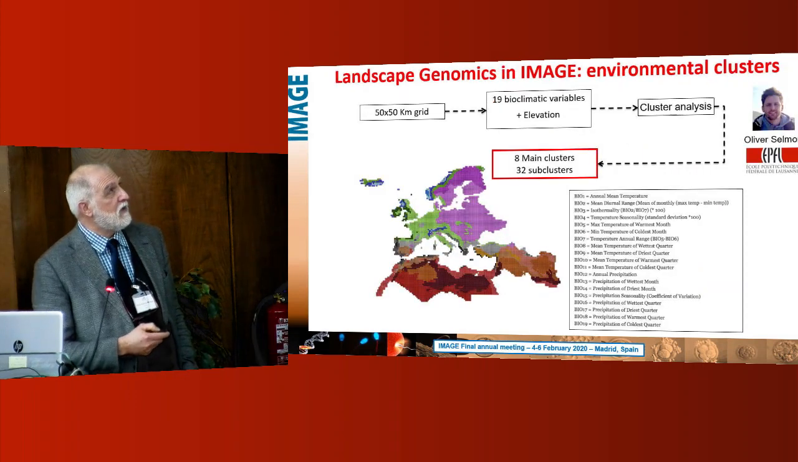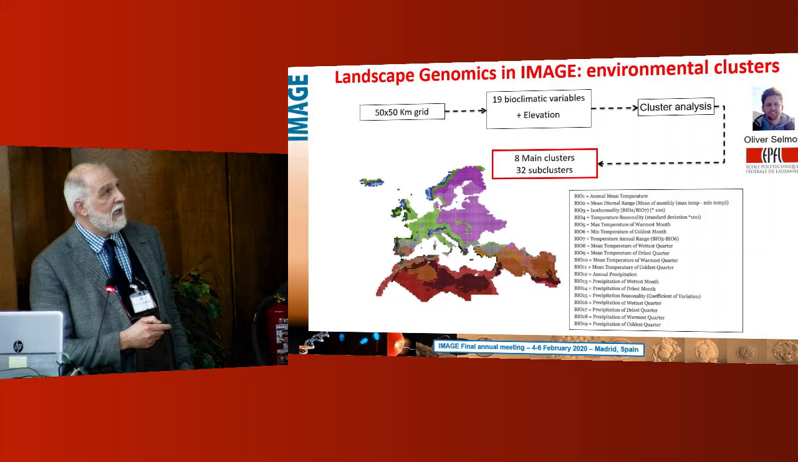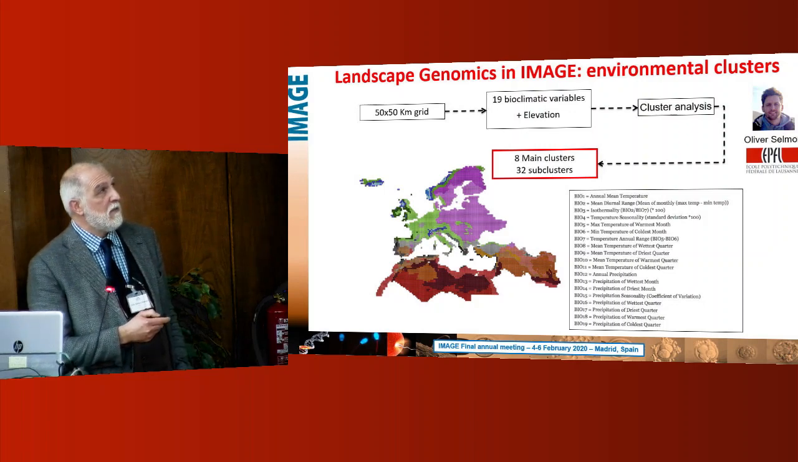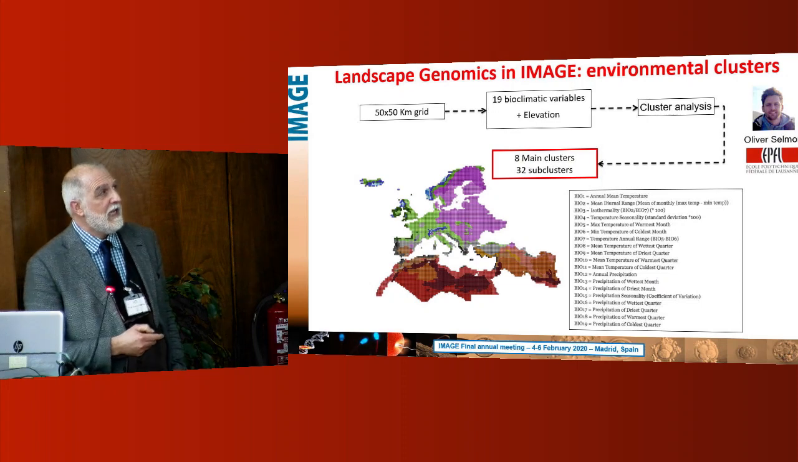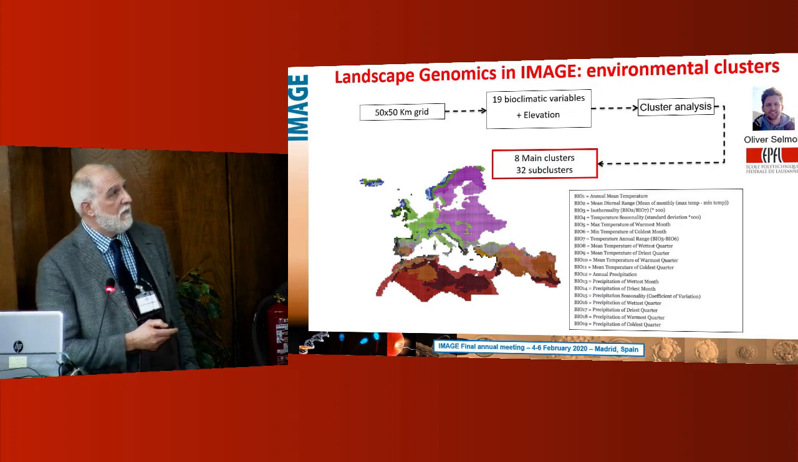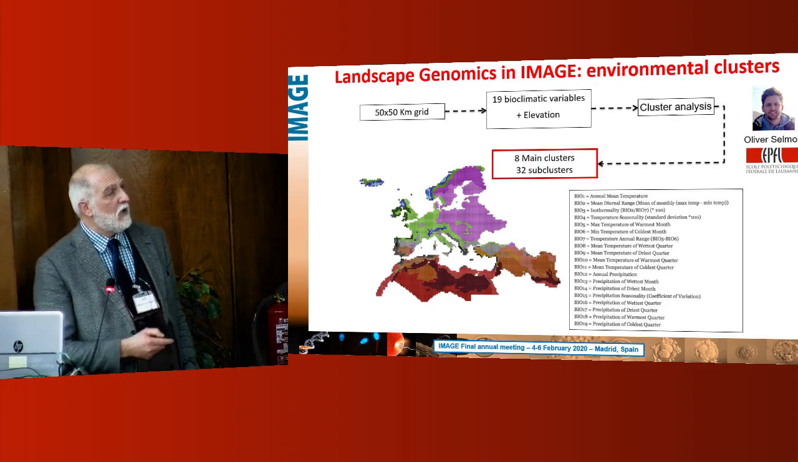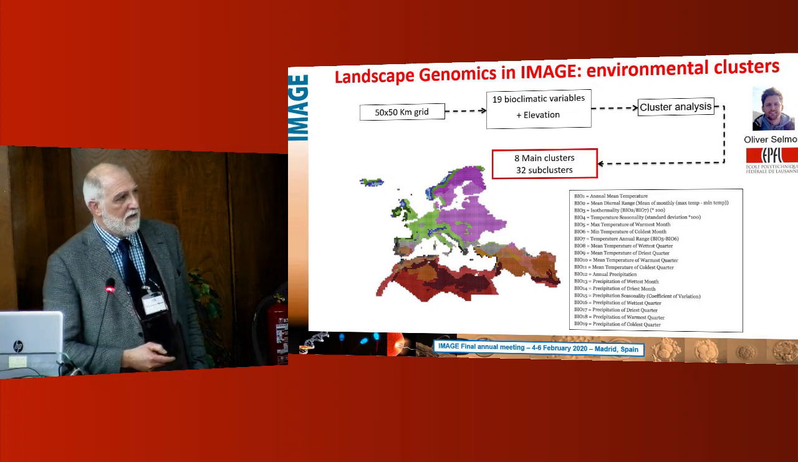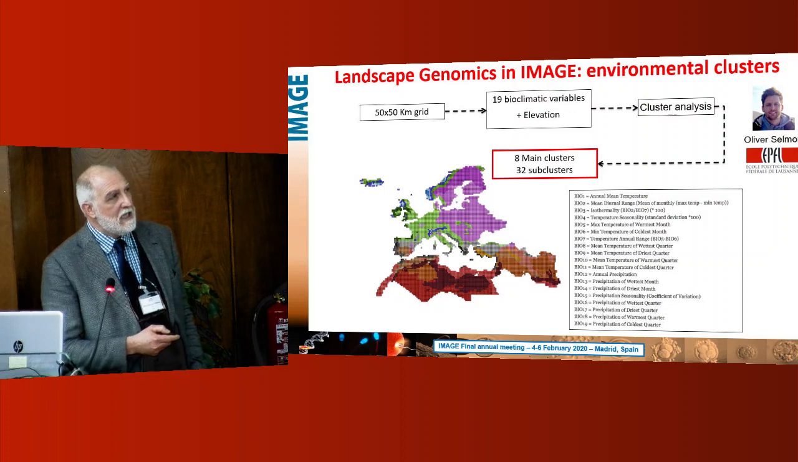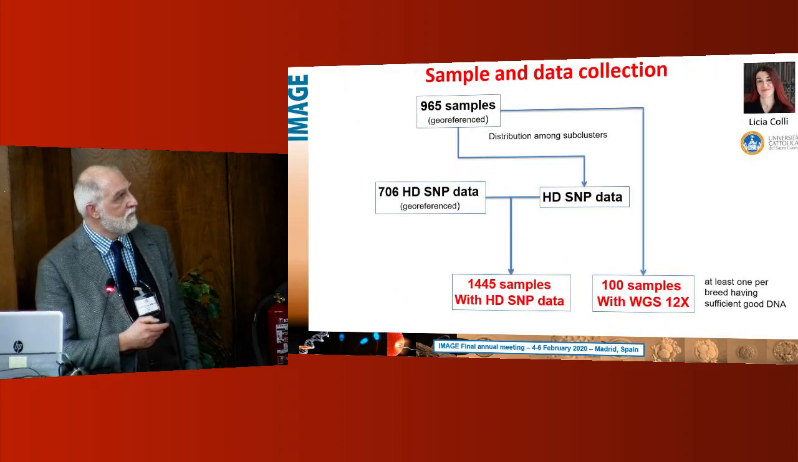To accomplish this task, first the European study area was divided in grids, and then clustered using bioclimatic variables and elevation into environmental clusters. This was done by Oliver Selmoni at EPFL. He identified 8 main clusters that are represented here and 32 subclusters. These bioclimatic variables are a range of variables that are means of temperatures or isothermality, which means how the temperature varies during the year, and so on and so forth.